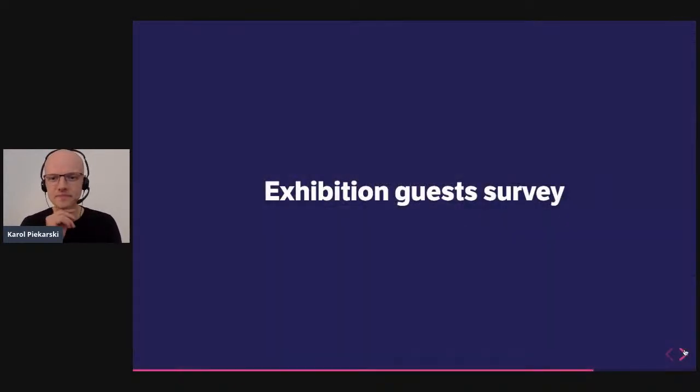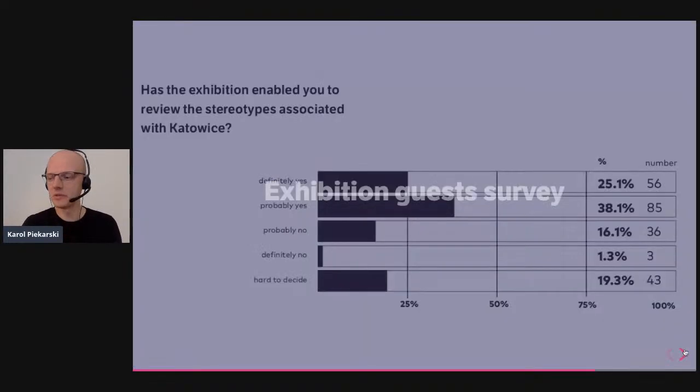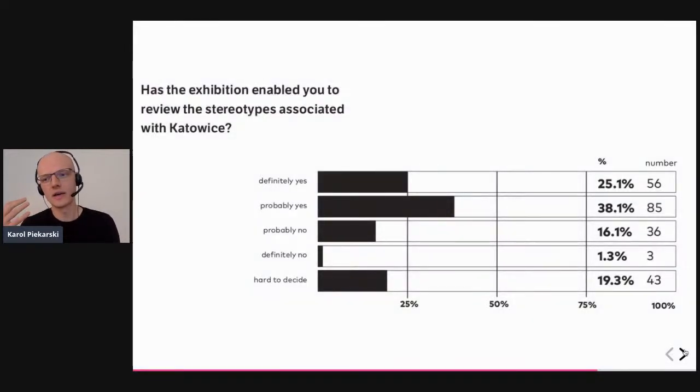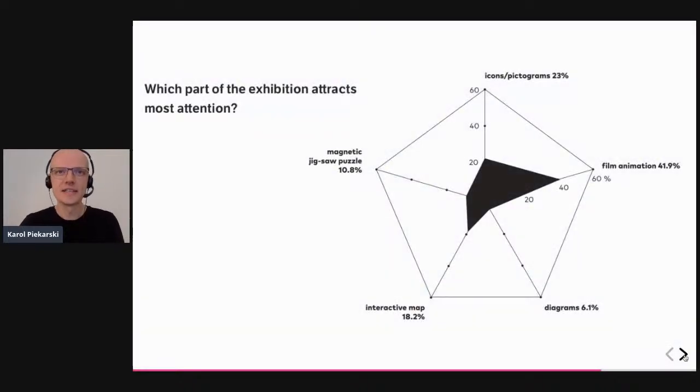But we also did a survey, and we asked the people how they received the information from this event. One of the questions was, for example, has the exhibition enabled you to review the stereotypes associated with Katowice? Most of the people said probably yes. They were not sure, but the feedback was pretty positive. We actually surveyed 20% of the people that visited the exhibition, 200 people out of 1,000.